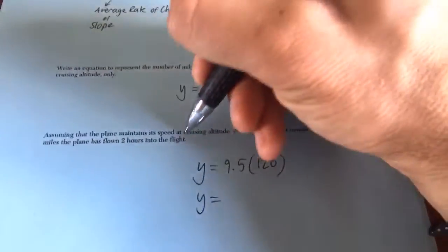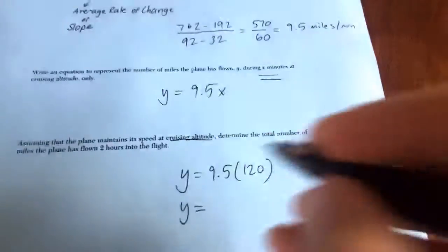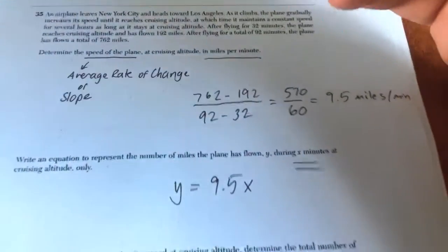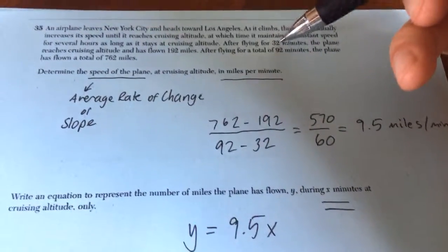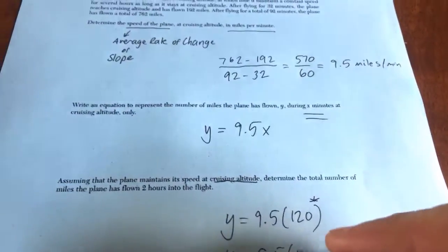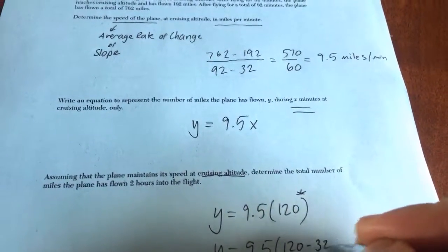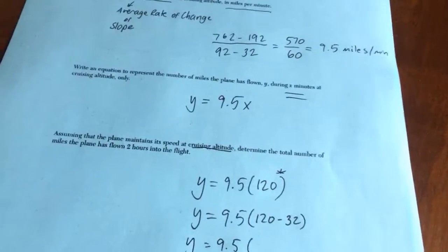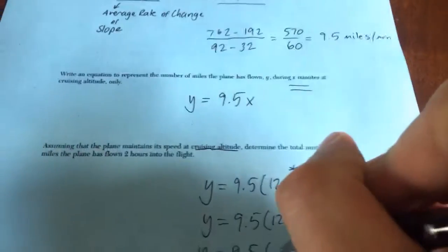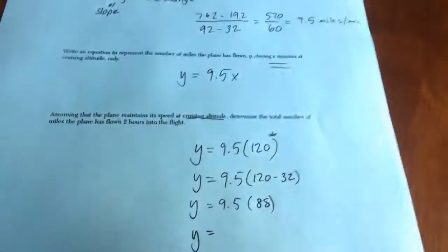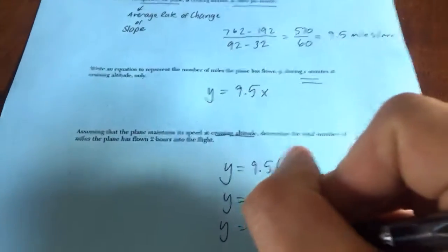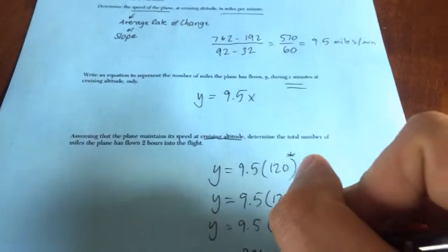So the key part of this problem is talking about this cruising altitude. Now remember, 2 hours into the flight, so there's our 120, but we have to consider that it took you 32 minutes to get to that cruising altitude. So what you're really doing is saying 120 minus 32. So 120 minus 32 gives us 88. 9.5 times 88 is 836 miles.